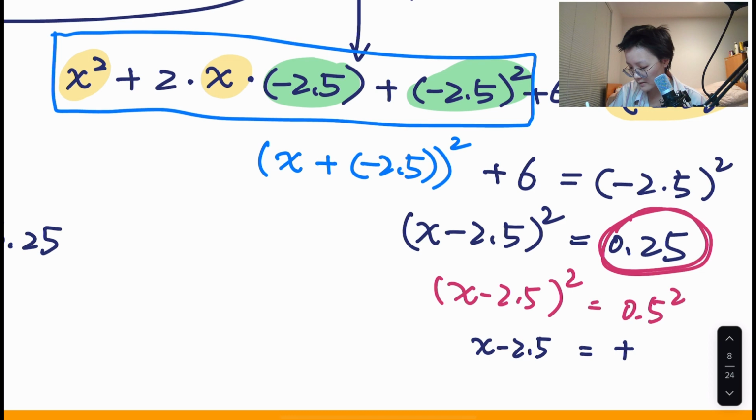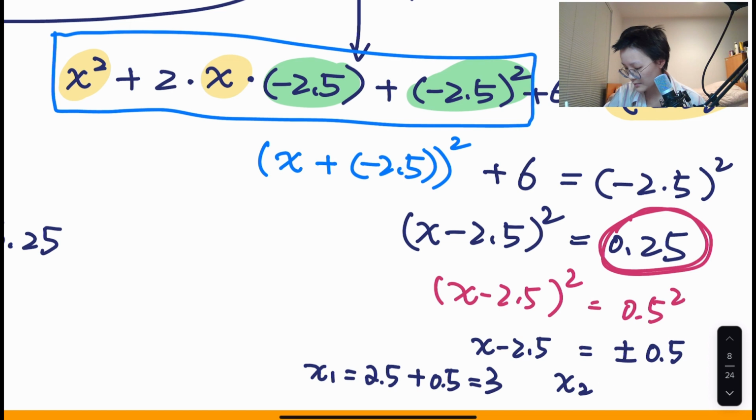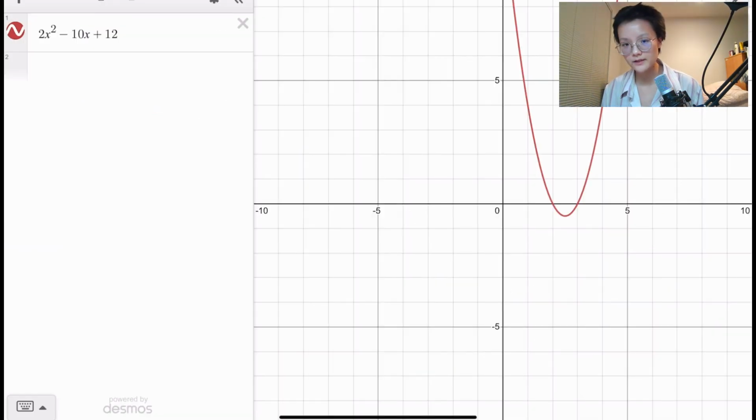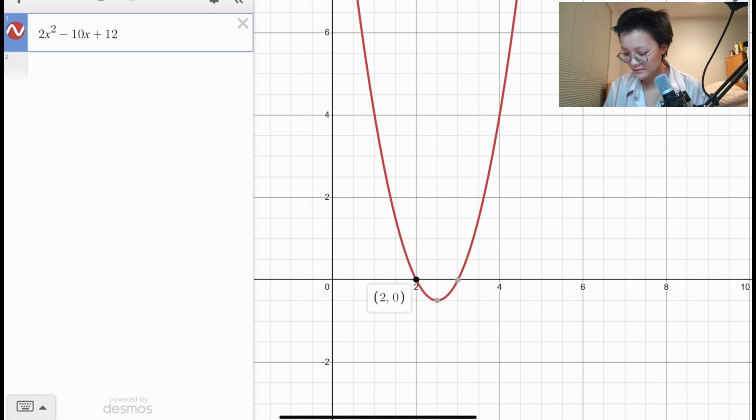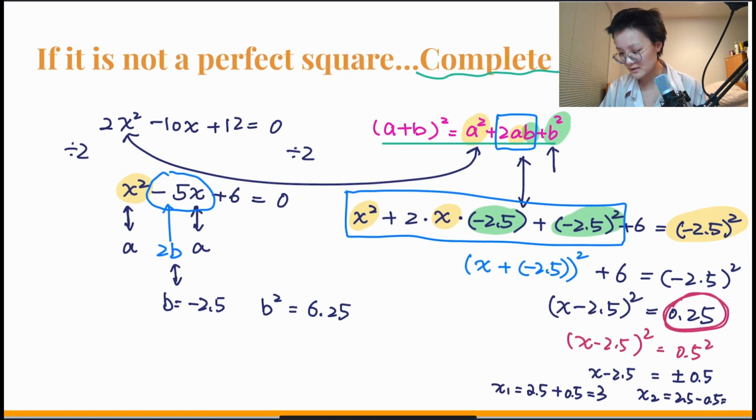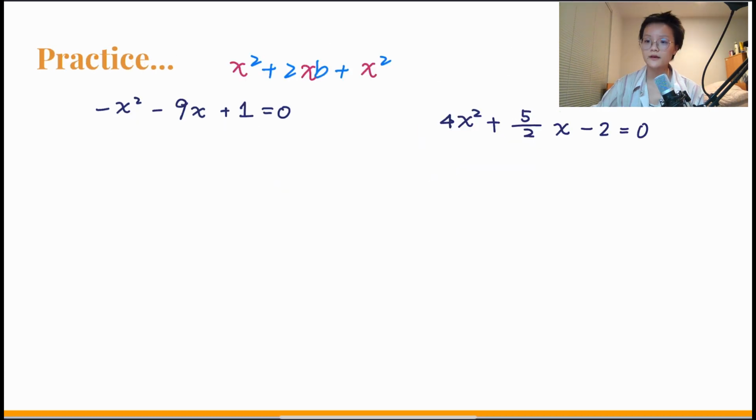And so we can have x1 equals 2.5 plus 0.5, which is 3, or we can have x2 equals 2.5 minus 0.5, which is, I'm running out of space, which is 2. We can verify this in this graphing calculator, which is really useful. So we found, oh yes, these two intercepts are 2 and 3, which is the same as our final result. Feel free to pause the video and try to solve this using completion of square.